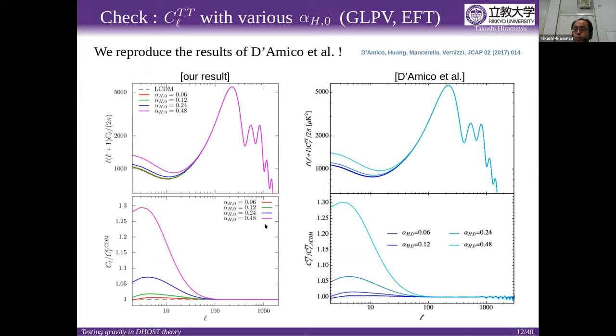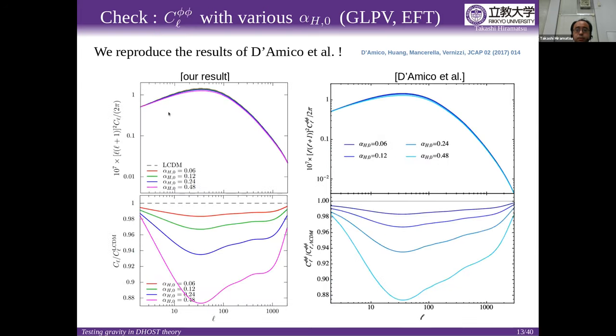Okay, first of all, I tried to recover the past study by D'Amico et al. in the GLPV theory as a subset of those type 1 DHOST theory. The right panel is a result by this paper, D'Amico et al. And the top one is the angular power spectrum of CMB temperature. And the bottom one is the temperature normalized by the CTT in lambda CDM case. I have recovered the same angular power spectrum with the same values of the alpha H, which characterizes the GLPV theory. This is an angular power spectrum for the lensing potential. Actually, we recovered them.